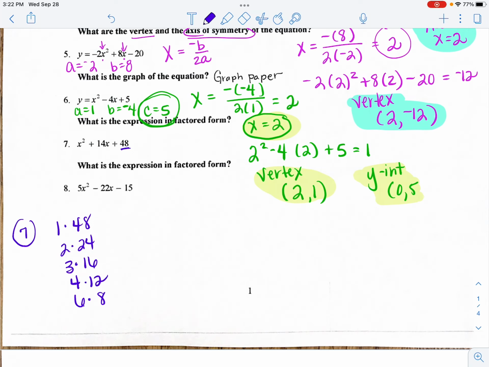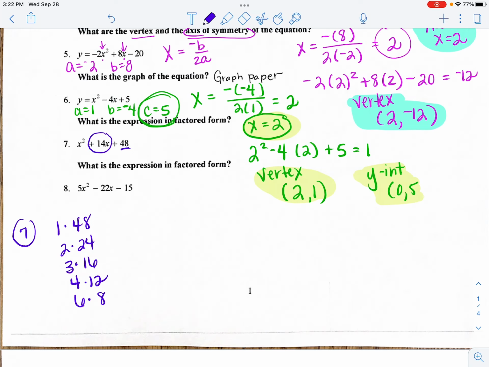Remember, what you're looking for is the pair that will either add or subtract to the middle number. In this case, obviously we know we're adding, everything's positive. And that, of course, would be the 6 and the 8. 6 plus 8 is 14. So that's going to factor into x plus 6 and x plus 8.